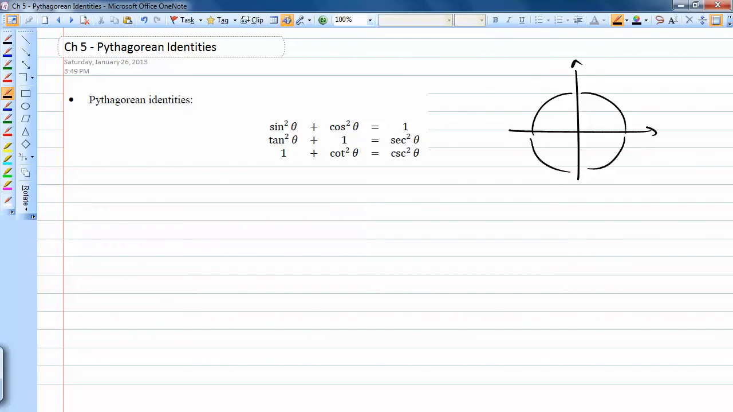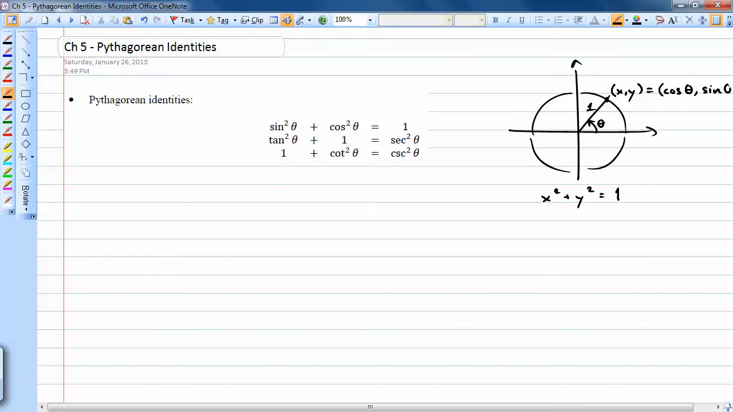So, like, let's say this is theta here. And since it's the unit circle, it's radius 1. It's got the equation x squared plus y squared equals 1 squared, so that's just 1. And this point here is (x, y). And remember, we figured out that x is the same thing as cos theta, and y is the same thing as sine theta.